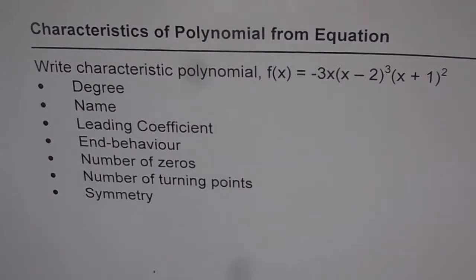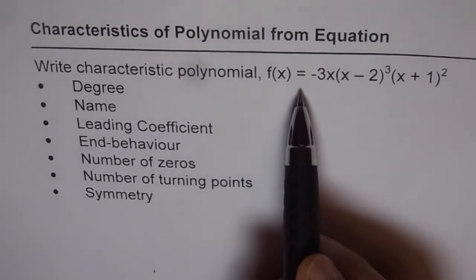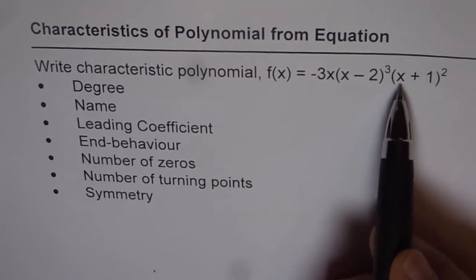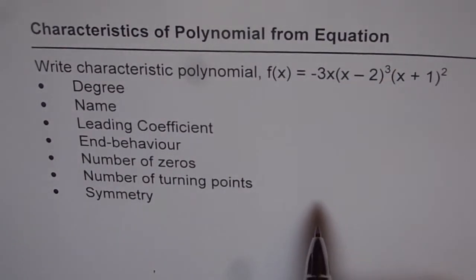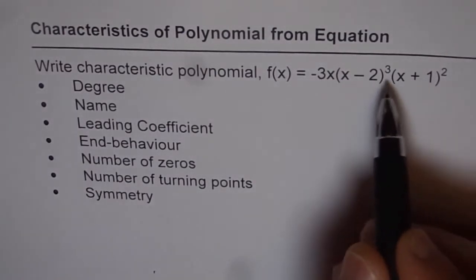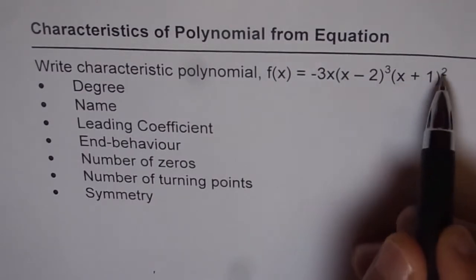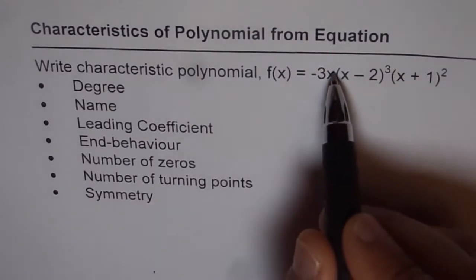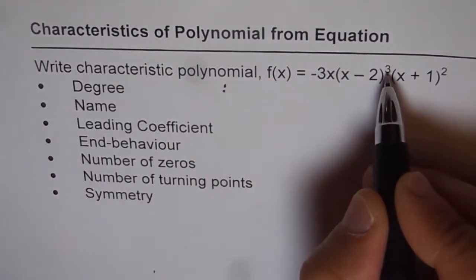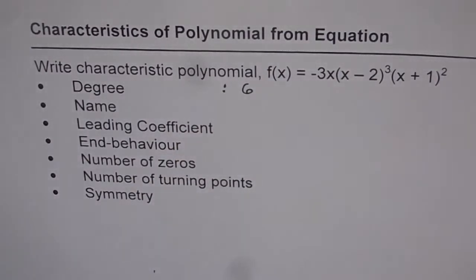Here are my suggestions. It says write characteristics of polynomial f of x which is equal to minus 3x minus 2 cube x plus 1 square. Now degree of polynomial. This is given in factored form. So when you multiply all these, then exponent of x is going to be 2 plus 3 plus 1, right? So the degree of this polynomial is 2 plus 3 is 5, 5 plus 1 is 6. So it is 6th degree polynomial, right?